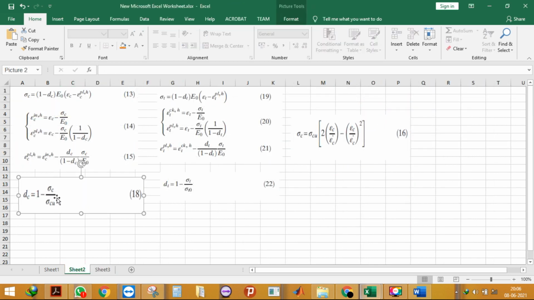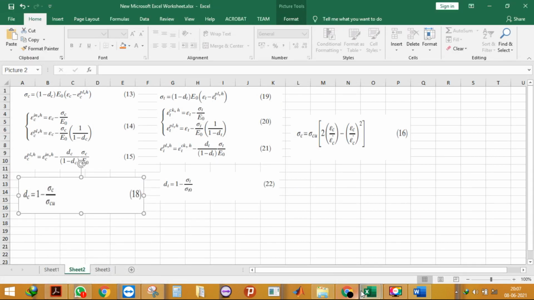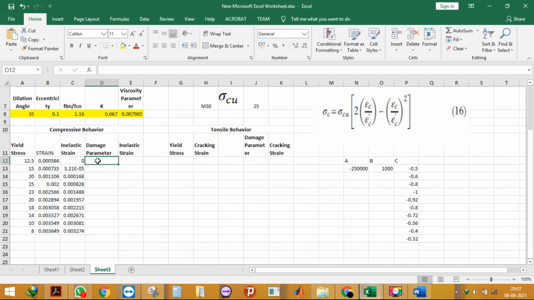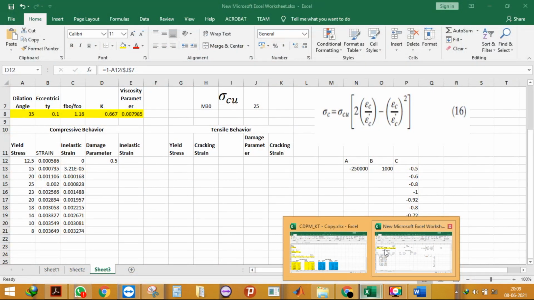Now I need to calculate the damage parameters, and the inelastic strain will be same. Damage parameter is 1 minus sigma c upon sigma cu, which will be the yield stress minus sigma cu, I have taken 25. So it will remain constant for all, so I'm making it constant. So once you calculate, you can get the damage parameter for all.